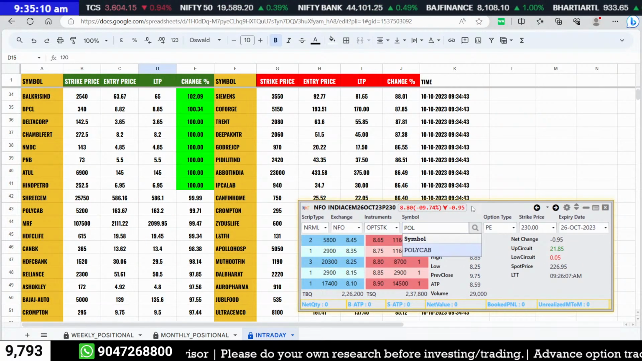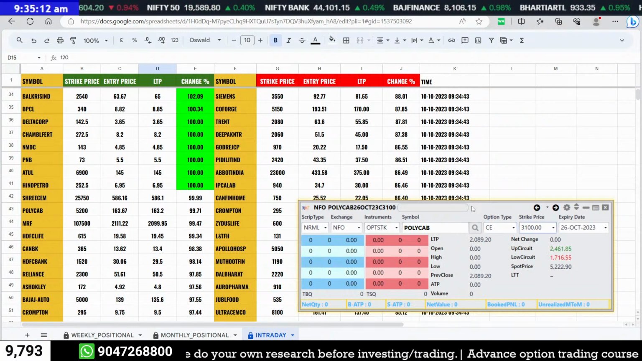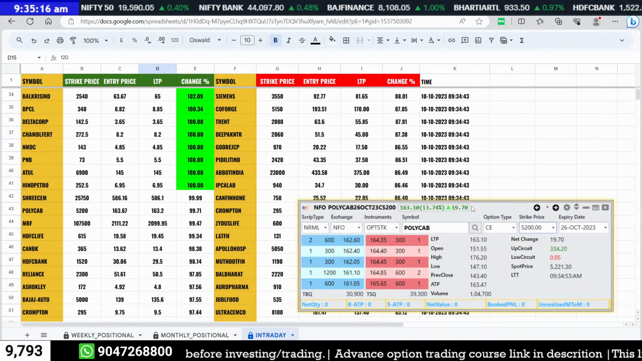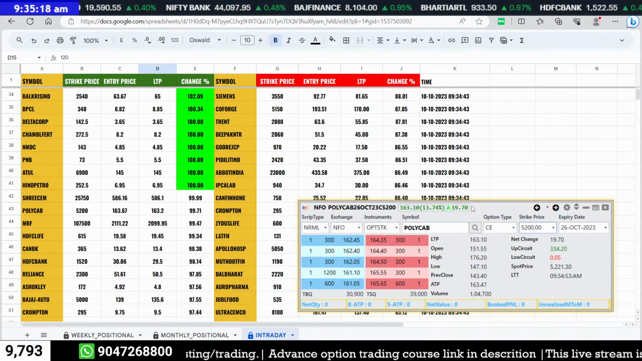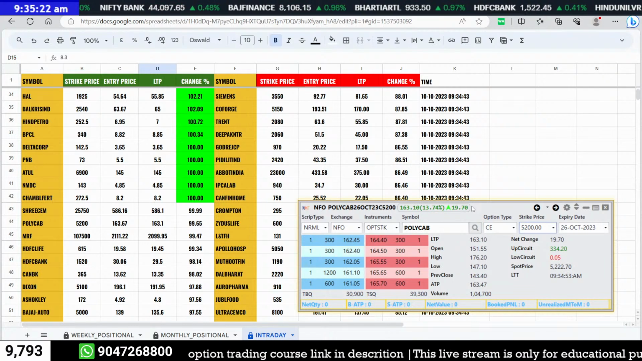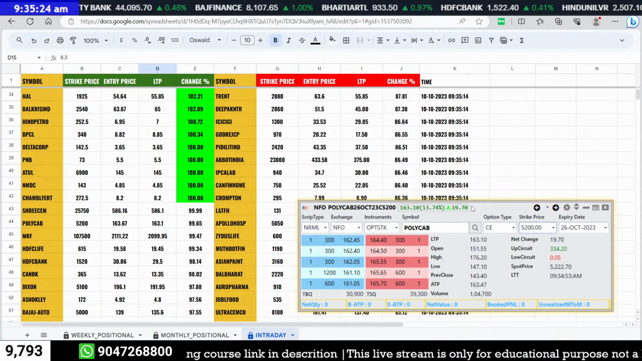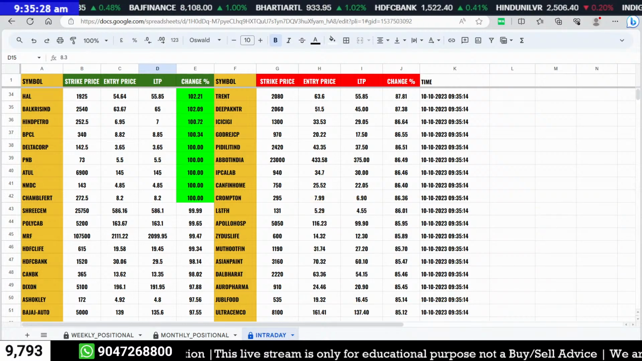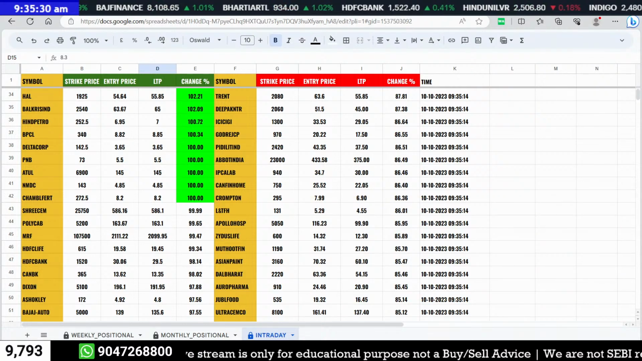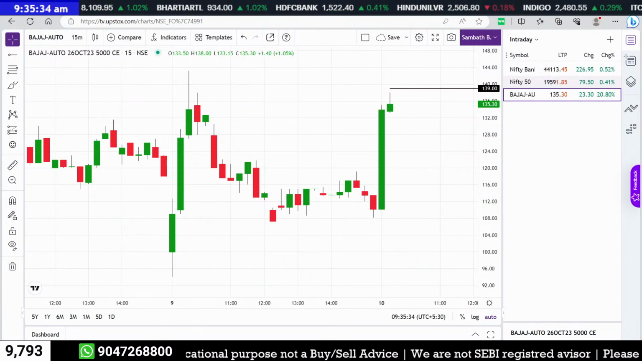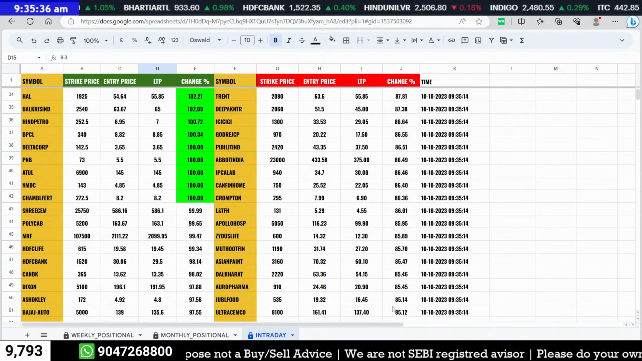Polycab call option 5200, and 62, 64 volume also be good. 300 lot size, and the high is 176. Our entry point is about 163, already triggered in the first 15 minutes maybe. We find only Bajaj Auto at this moment. It's good liquid and volume.